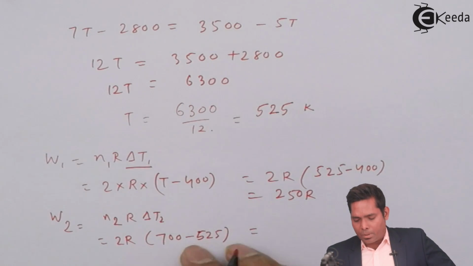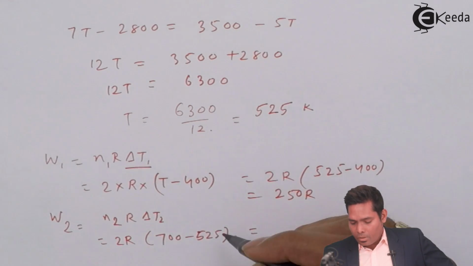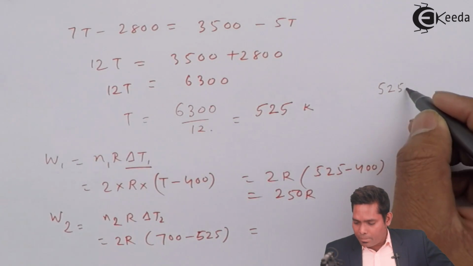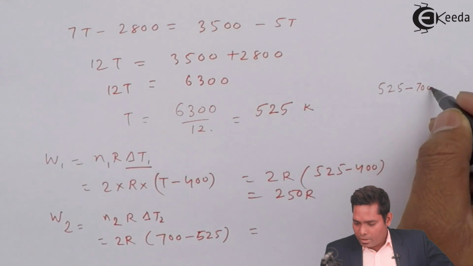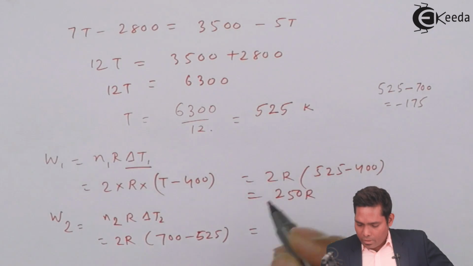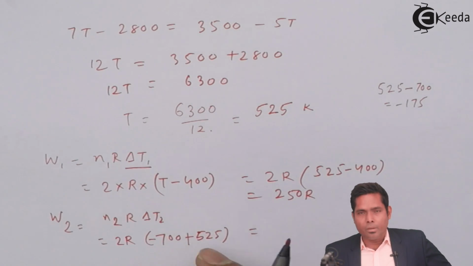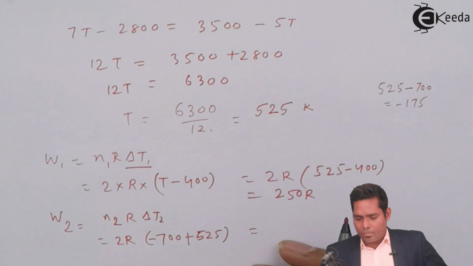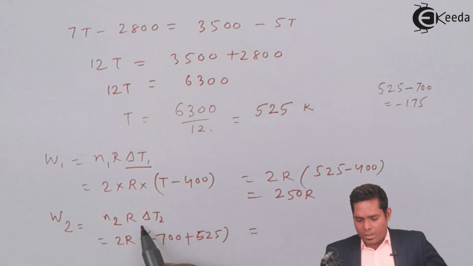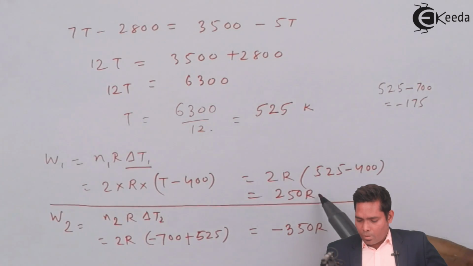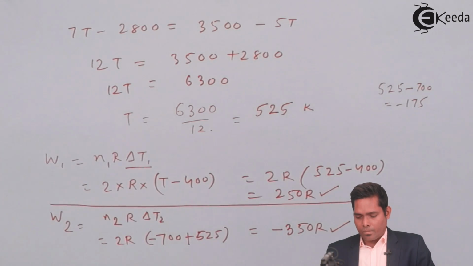So there is a loss of temperature, a loss of heat here. Final temperature 525 minus initial temperature 700, so there will be minus 175. I write minus here and plus there, in terms of the difference in temperature. This is a loss of temperature. So this is minus 350 R. W1 is this, W2 is this.